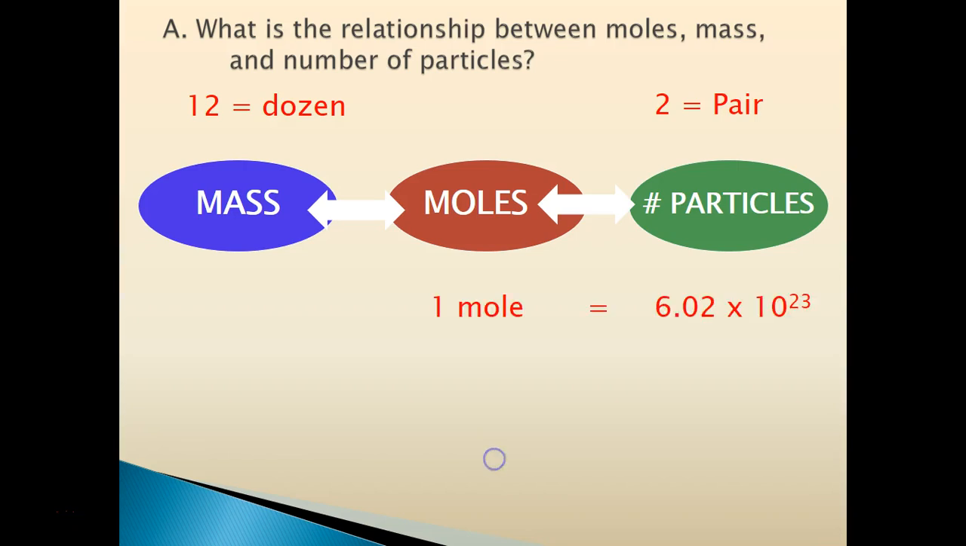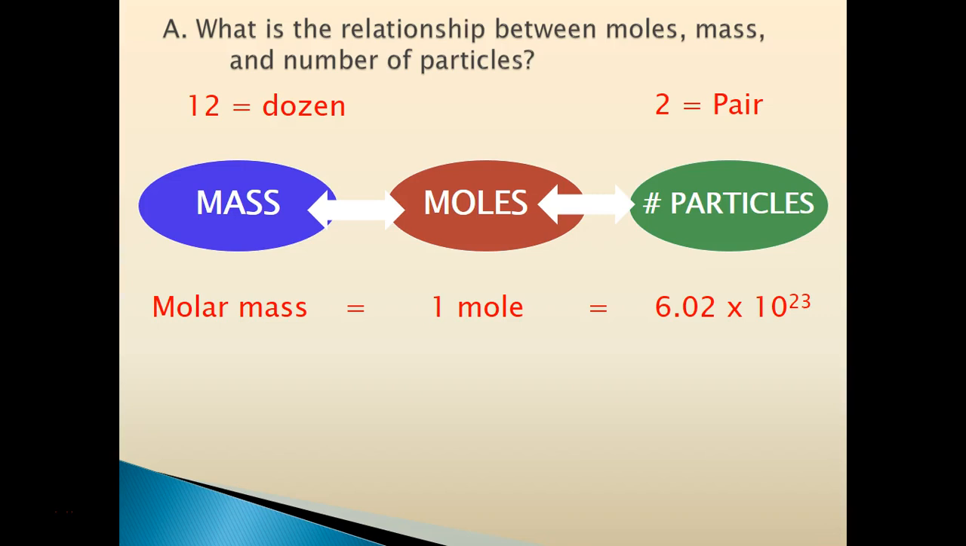Now a mole is similar, it just represents a different number. And that number is 6.02 times 10 to the 23rd particles. That means 1 mole of anything consists of 6.02 times 10 to the 23rd particles. Now, if we know the number of moles of a substance, we can also calculate its mass using the molar mass found on the periodic table.